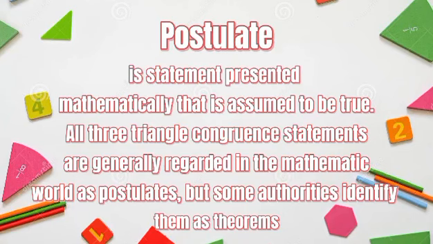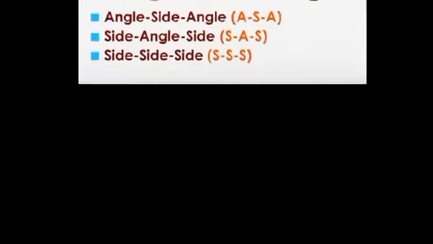All three triangle congruence statements are generally regarded in the mathematics world as postulates, but some authorities identify them as theorems. To see if triangles are congruent involves three postulates. Let's take a look at the three postulates, abbreviated ASA, SAS, and SSS.